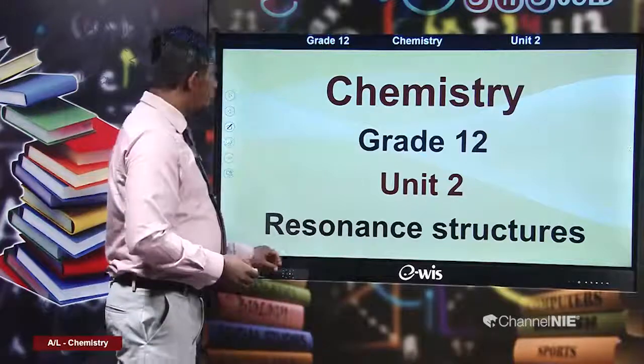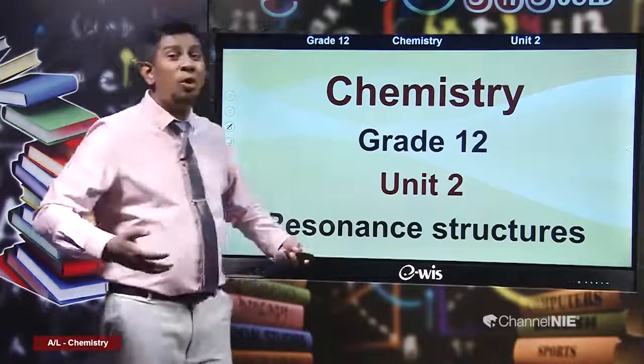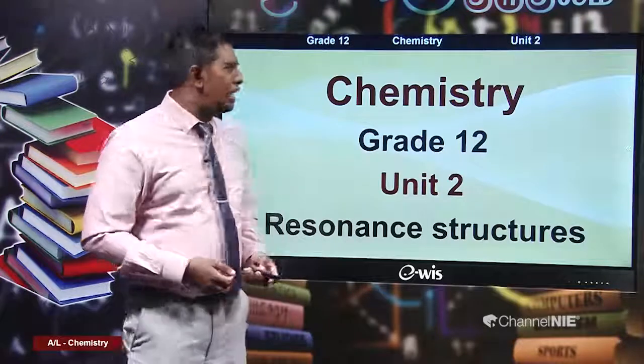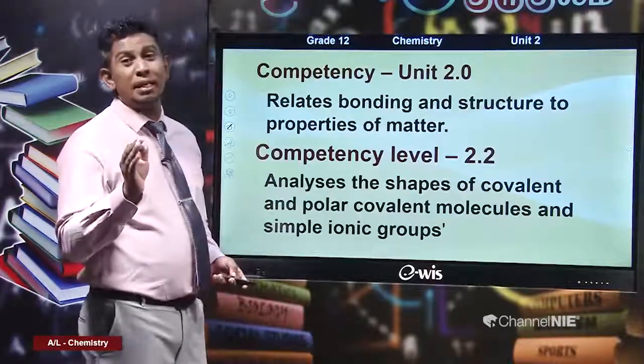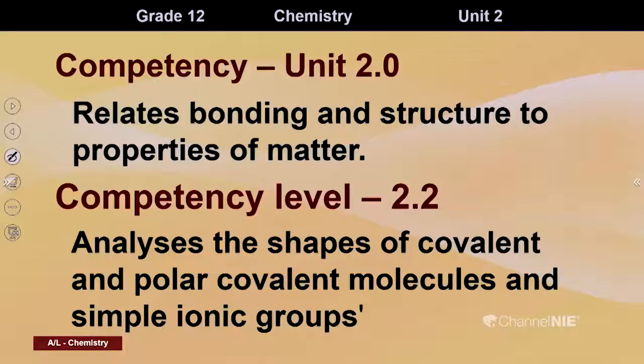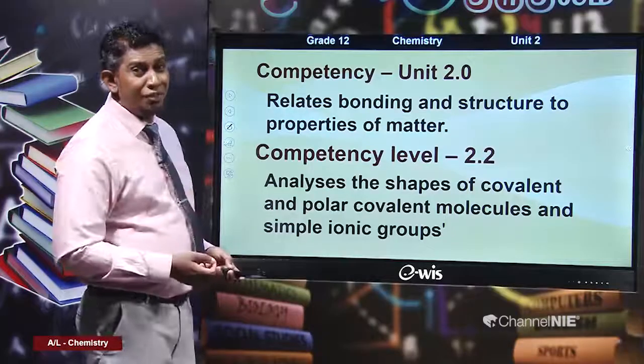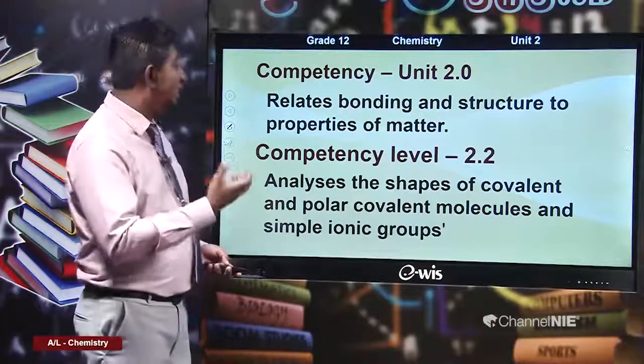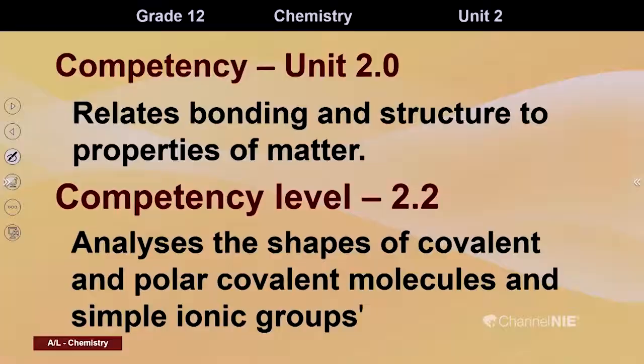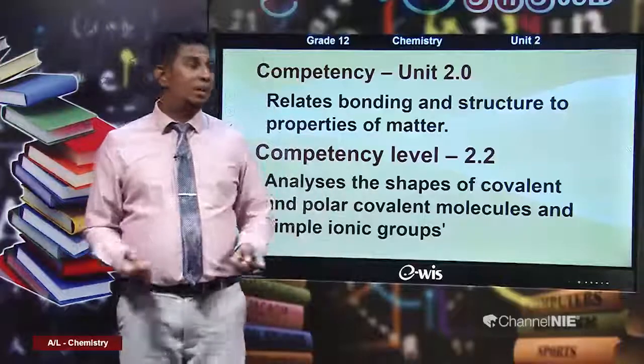Let me show you where we have all this in our syllabus. Students, it belongs to competency 2, which says it relates bonding and structure to properties of matter. Further, competency 2.2 says it analyzes the shapes of covalent and polar covalent molecules and simple ionic groups.